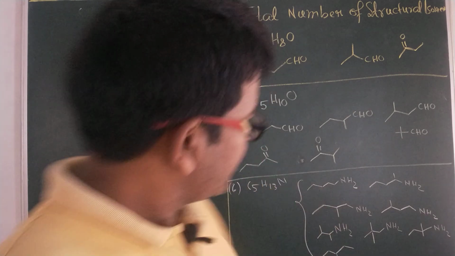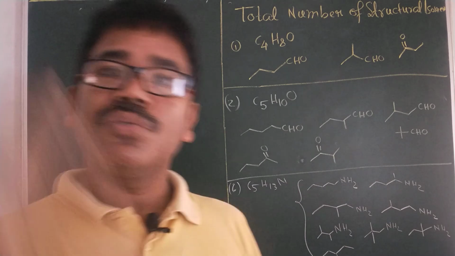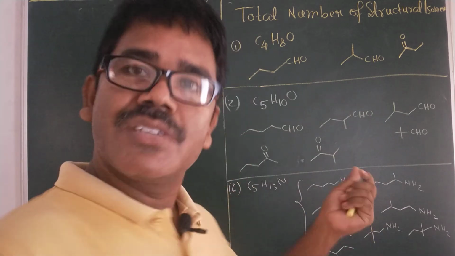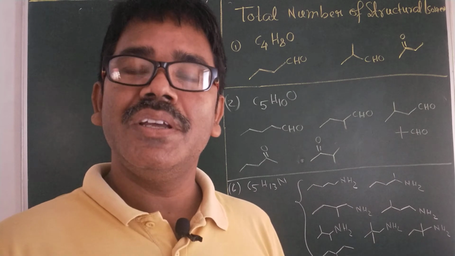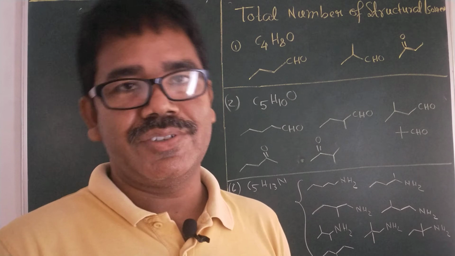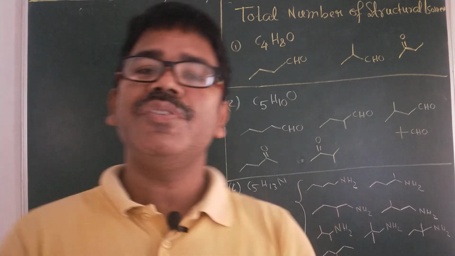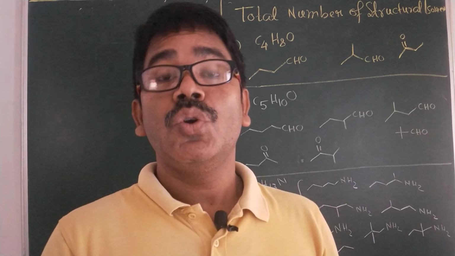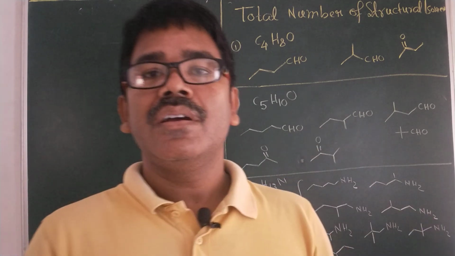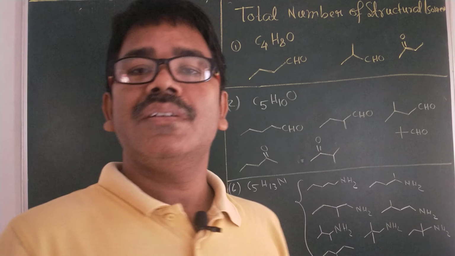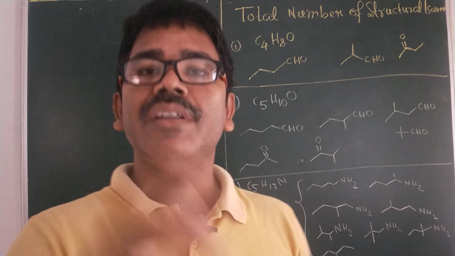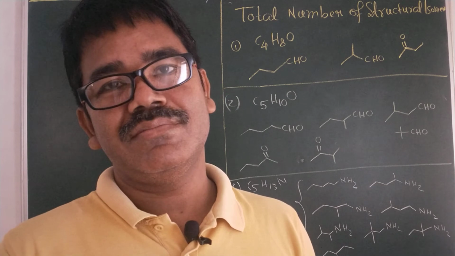But what do you think? To draw these 8 structures, you need to think and draw. Even there is a chance that you may miss or skip some structure. Then you have spent your time and lost your marks. That we cannot afford. Therefore, I am going to give you some tricks to find out the total possible structural isomers for a given molecular formula without drawing the structures.